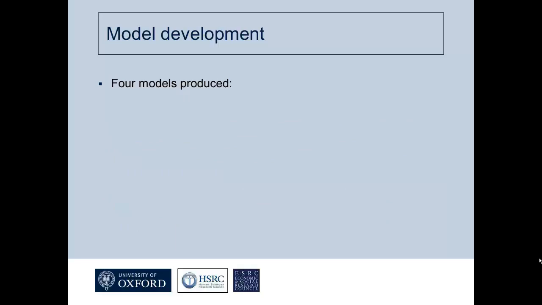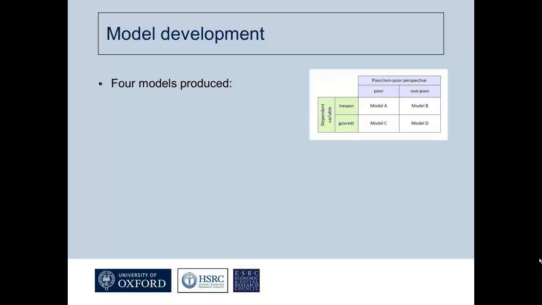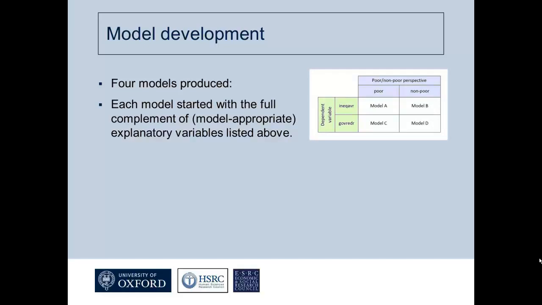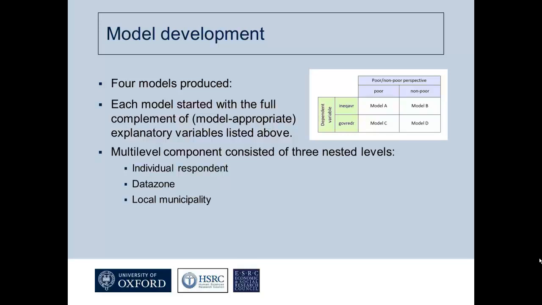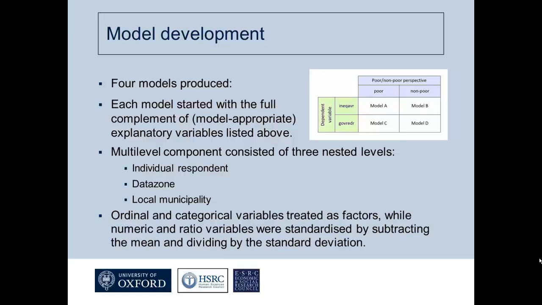So as I mentioned earlier, we produced 4 separate but complementary models, models A, B, C and D. And each model started off with a full complement of model-appropriate explanatory variables listed above. So models A and C, which relate to the poor subgroup, contained the exposure of poor explanatory variable, whereas models B and D, which relate to the non-poor subgroup, contained the exposure of rich explanatory variable. The multi-level component consisted of 3 nested levels, these being the individual respondent, the data zone neighbourhood of home residence, and the local municipality of residence. Now we treated the ordinal and categorical variables as factors, and we standardised the numeric and ratio variables by subtracting the mean and dividing by the standard deviation.